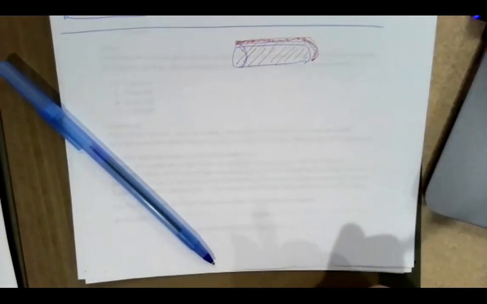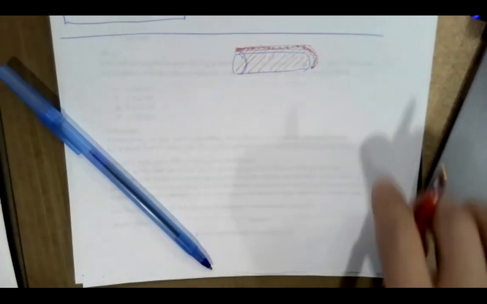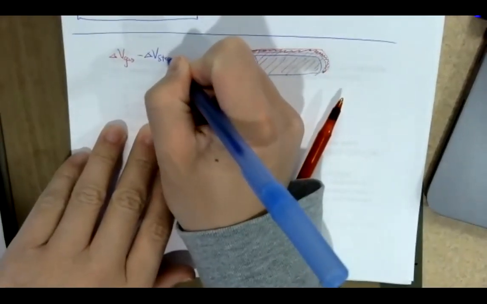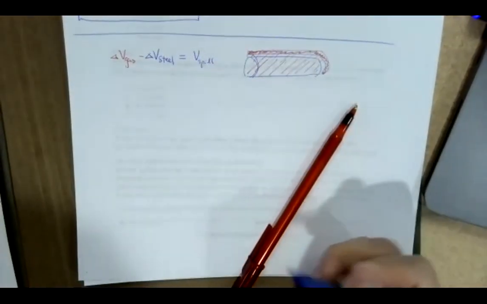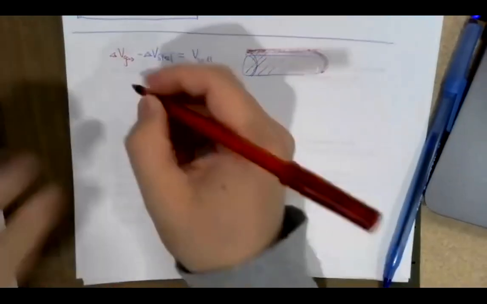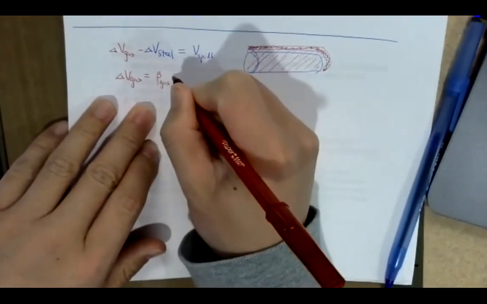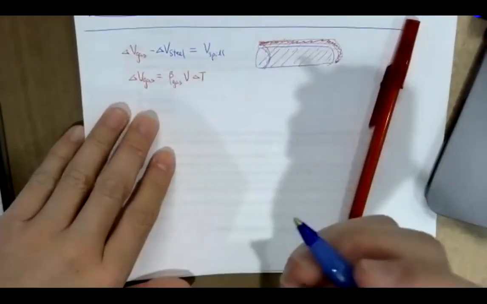So basically you don't have to calculate the final volume of the gasoline and then subtract the final volume of the tank. You just have to compare how much expansion they have. So delta V of gasoline minus delta V of the steel tank should give you the spill of the gasoline, right? The expansion of gasoline is equal to beta of gasoline times V, the initial volume, which is the same for the gasoline and the tank, times delta T, which is also the same for gas and the tank.